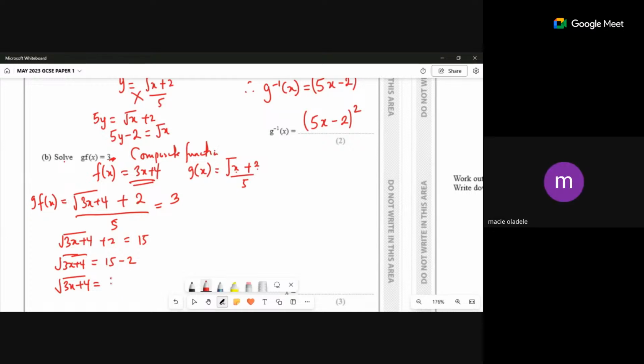That gives us 13. So you square both sides, you have root 3x plus 4 all squared equals 13 squared. So this cancels this. 3x plus 4 equals 13 squared as well. 1 second, I'll work it out. 13 times 13 is 169.